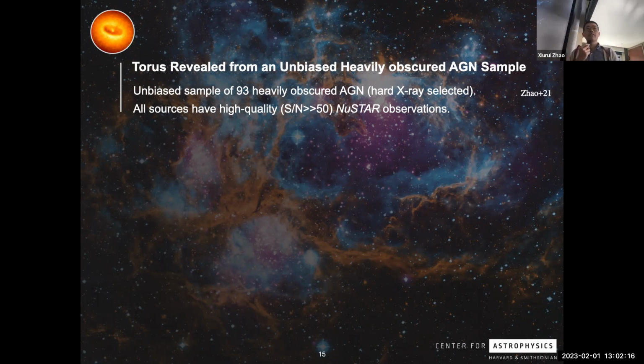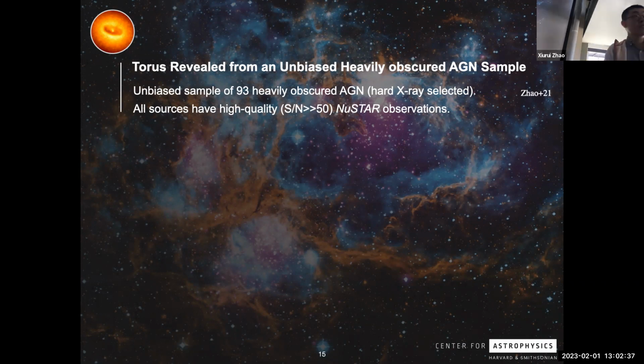So I understand, but my question is about the optical spectrum. Are they really obscured in the optical range? Yeah, they are type 2 AGN. Only type 2. They are type 2 AGN with column density between 10 to the 23 and 10 to the 24.